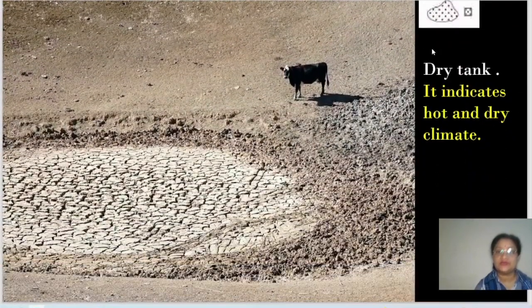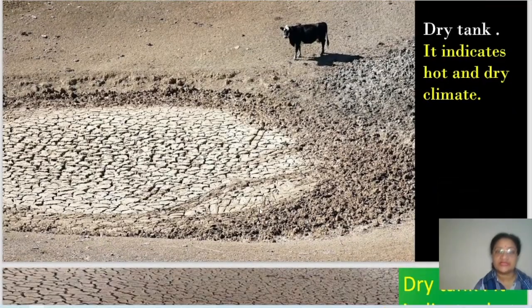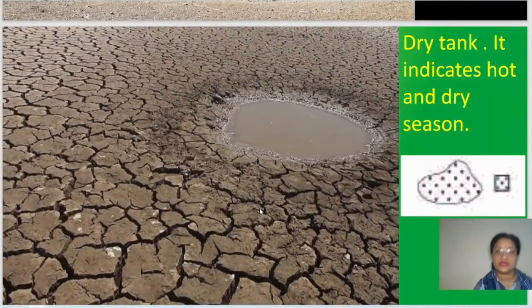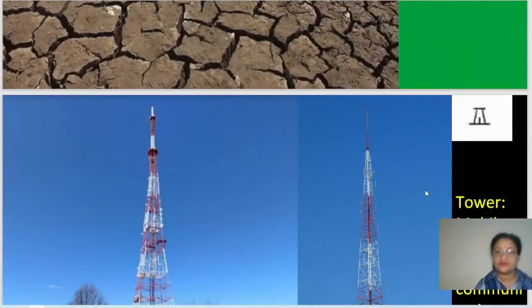You can see the next one, seasonal or dry tank. It is a dry tank. Okay, the symbol of a dry tank. And what is a dry tank? You can see here, during very hot and dry conditions, the tank gets dry. Water gets evaporated and it gets totally dry. This is another example of a dry tank. Okay, so you can see the differences between the two types of tanks.